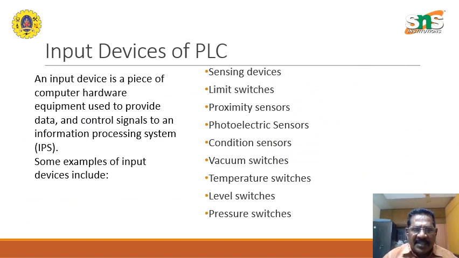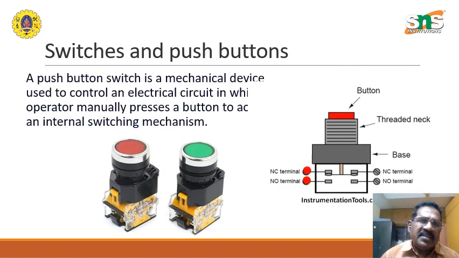Now, what are the various input devices of a PLC? An input device is a piece of computer hardware equipment used to provide data and control signals to an information processing system, or the IPS. Some of the input devices are: the sensing devices, limit switches, proximity switches, photoelectric sensors, condition sensors, vacuum switches, temperature switches, level switches and pressure switches. We will look at every type of device one after the other.